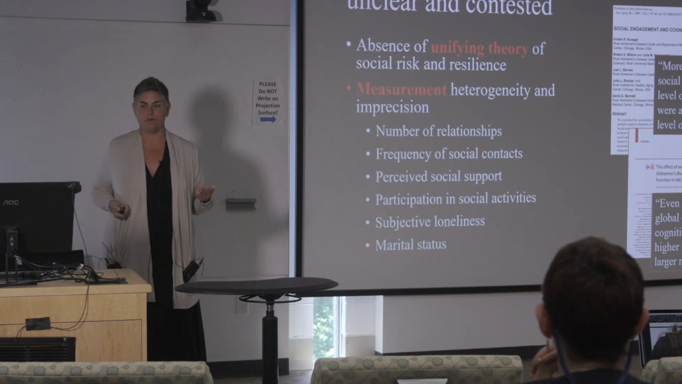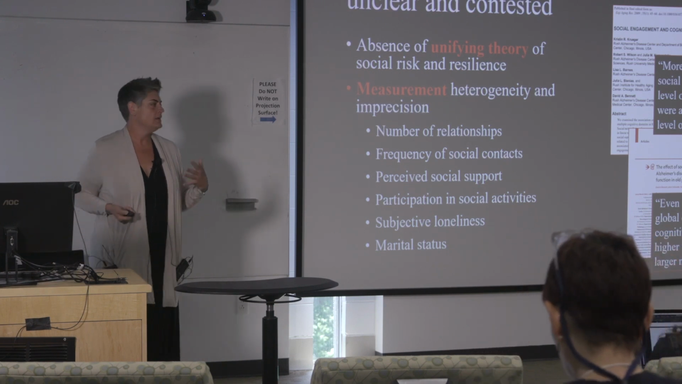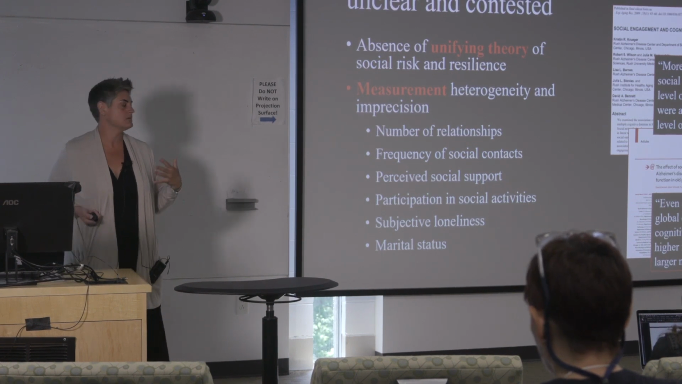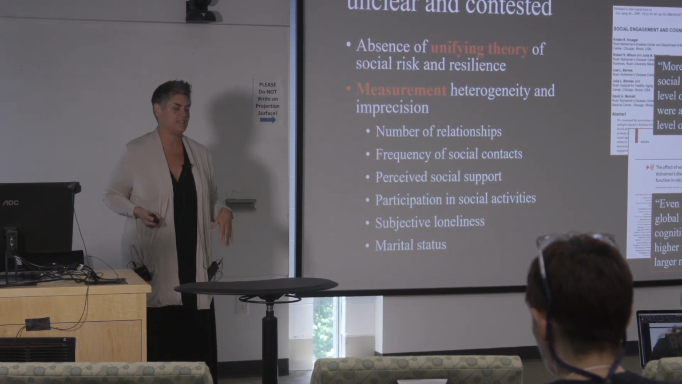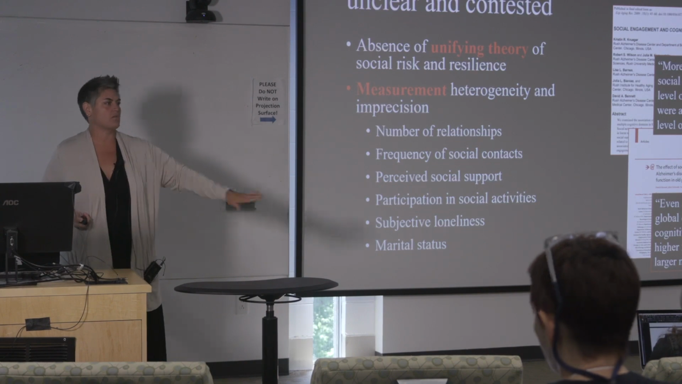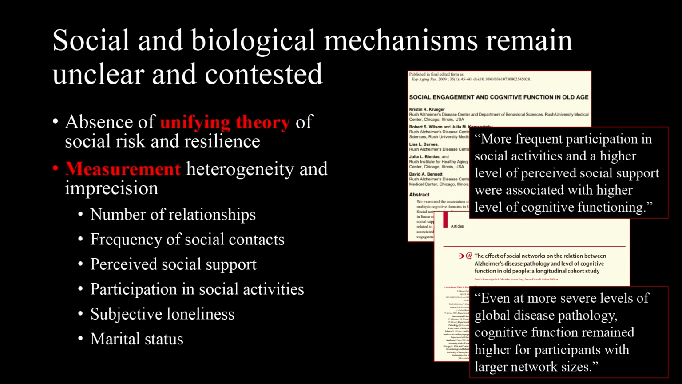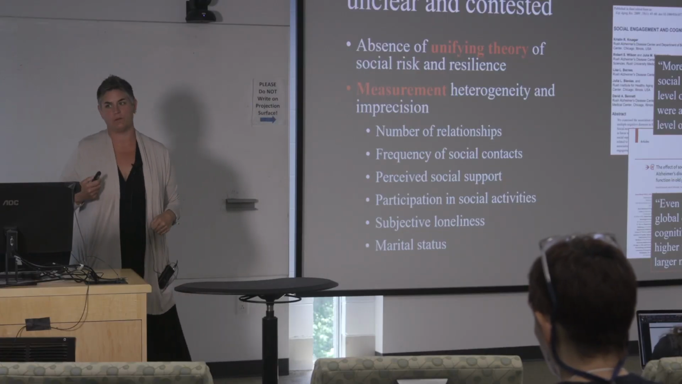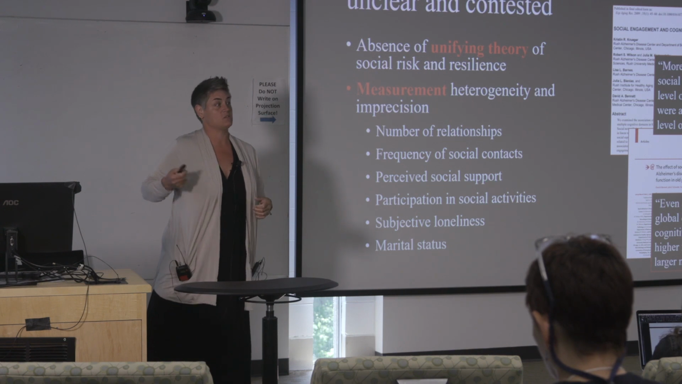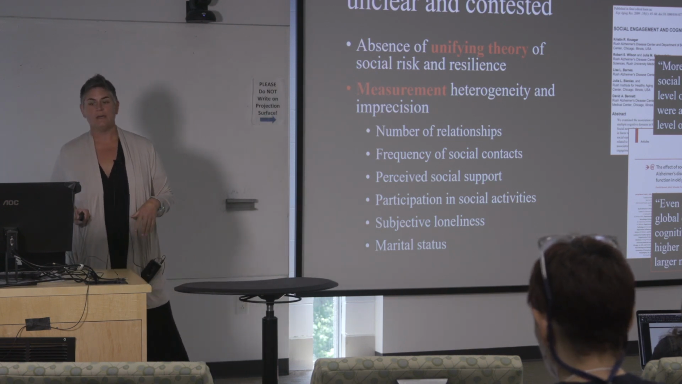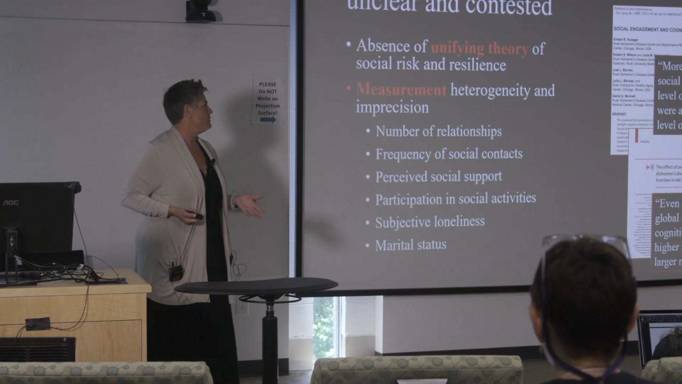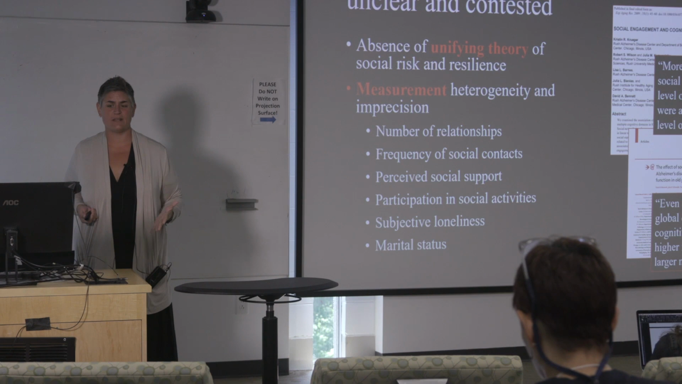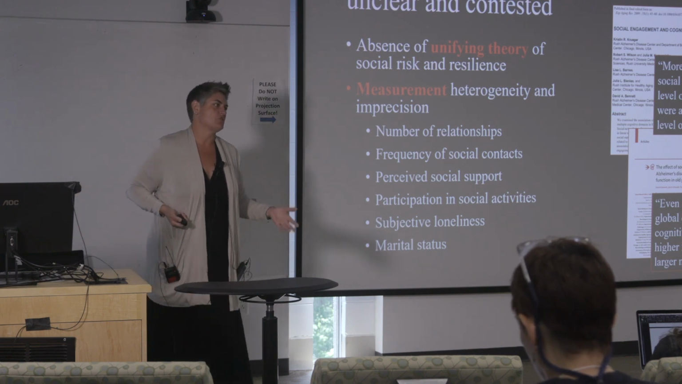So when we're talking about different kinds of measures used in the literature, it's things like number of relationships, frequency of social contacts, perceived support, social isolation and loneliness, social activities, marital status. I mean, it just runs the gamut. So this doesn't really tell us anything about what the actual social mechanism is. What is it about interacting with other people in a particular kind of network that's associated with better cognitive health long term? And there's also an absence of a unifying theory of social risk and resilience in this literature.